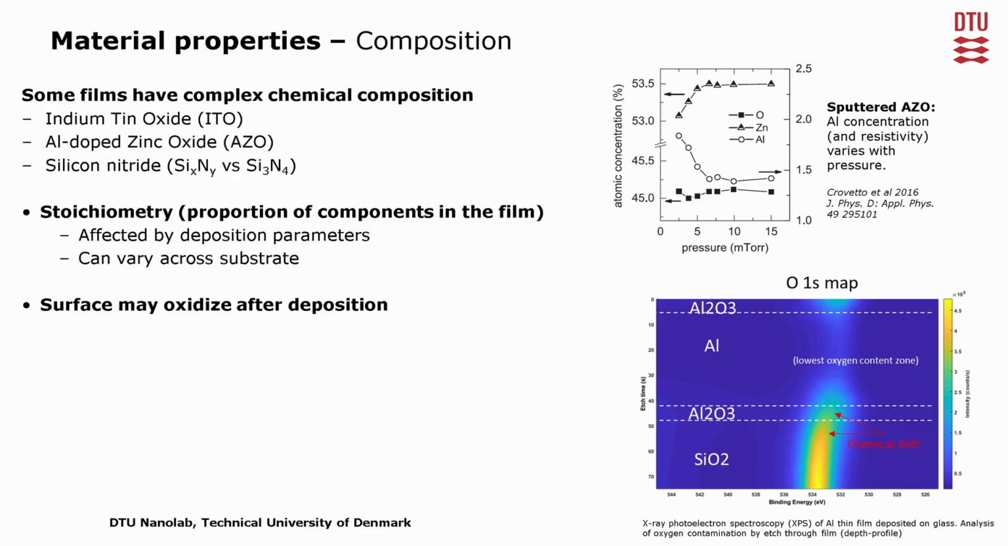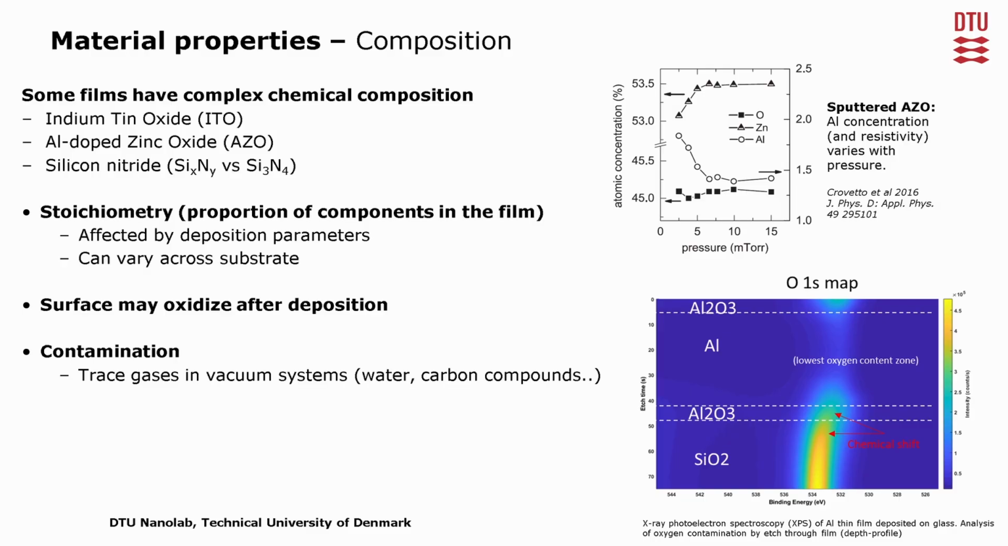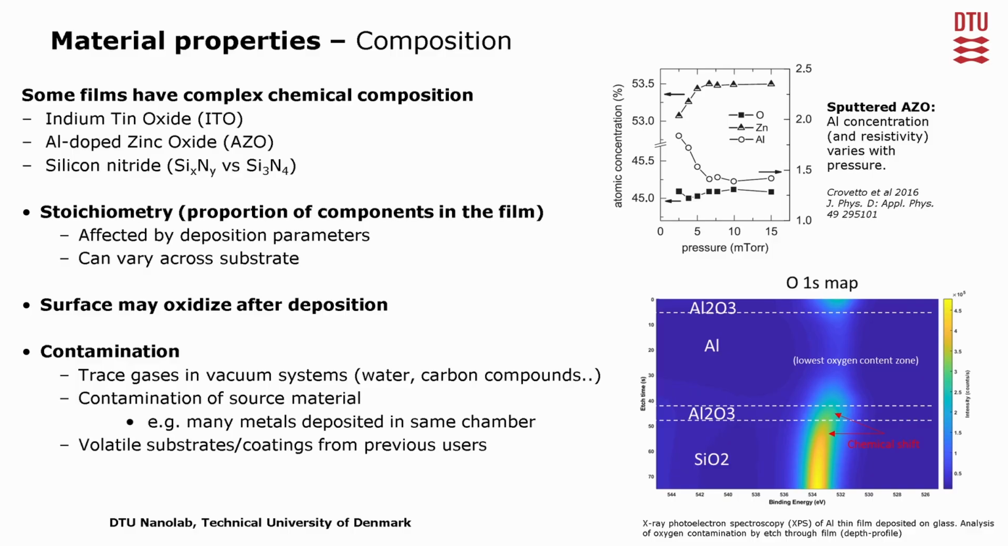Lastly, let's discuss contamination. There can be traces of gases such as water and carbon compounds, as well as contamination from the source material in the vacuum system. Cross-contamination can occur, primarily if multiple metals are deposited in the same chamber. We perform regular maintenance to ensure the chamber is clean, but flakes can occasionally appear and cause contamination. Be aware of potential issues caused by previous users, particularly if volatile materials are introduced into the chamber. Always read the manual before training and check cross-contamination information in Lab Manager to know which materials are allowed in specific tools.